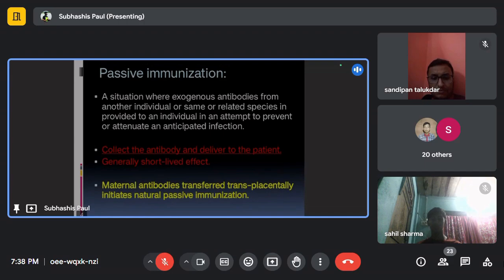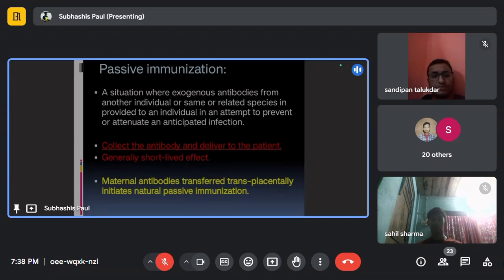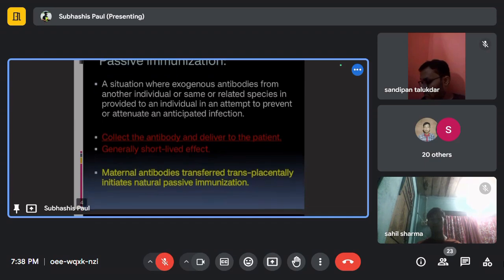Passive immunization is also procured from mothers. You see, the maternal antibodies transferred transplacentally initiate the natural passive immunization in all humans. So there are types of antibodies which can pass the placental barrier, and these antibodies provide a parallel defense mechanism in the newborn as well.